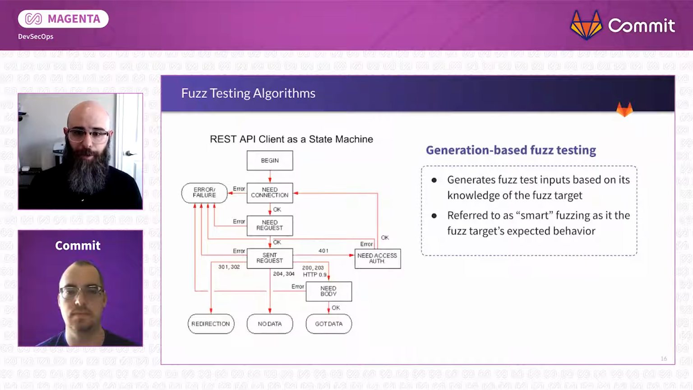The second type of algorithm is generation-based. And this is where the fuzz engine understands the structure and the way to communicate with the application. This is commonly referred to as smart fuzzing because it understands the behavior.